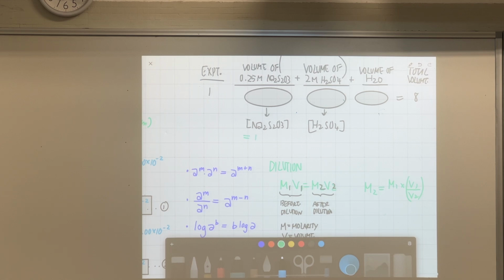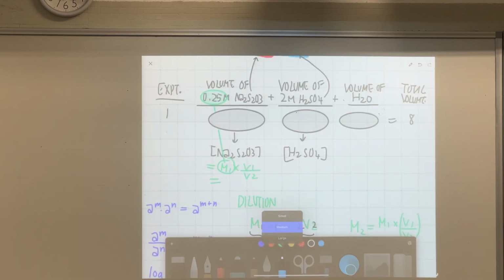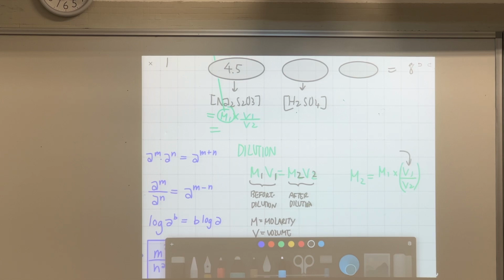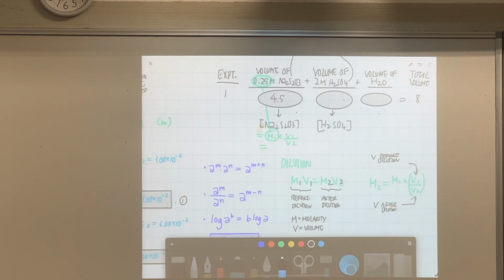So can you tell me what is the new concentration of Na2S2O3? This will be M1 times V1 over V2. So what is M1? 0.25. What is V1? V1 will be this number, 4.5. What is V2? Yeah, 8. Remember V1 means the volume before dilution, and V2 means the volume after dilution. So what is 0.25 times 4.5 divided by 8? 0.125. Okay, so 4.5 divided by 8, so 0.125.